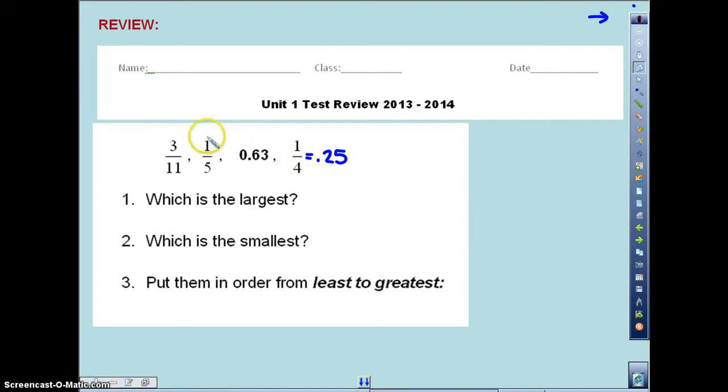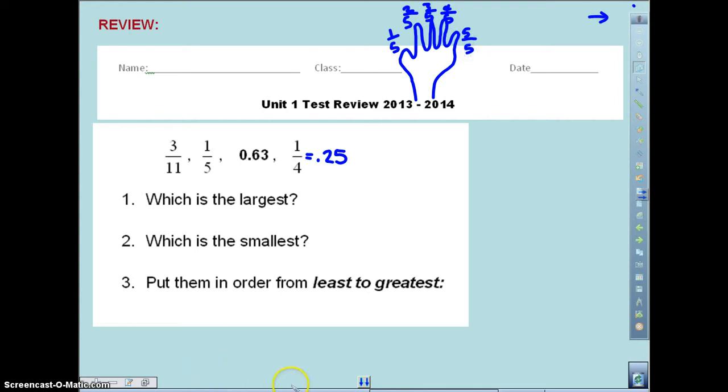The next one I notice is 1/5, and I've been wanting you guys to remember your fifths this year, okay? If we have a hand, it has 5 fingers on it. Let's see, 1, 2, 3, 4. Okay, there's my hand. It's got 5 fingers on it. Here's 1/5, 2/5. This one makes 3/5, 4/5, and 5/5.